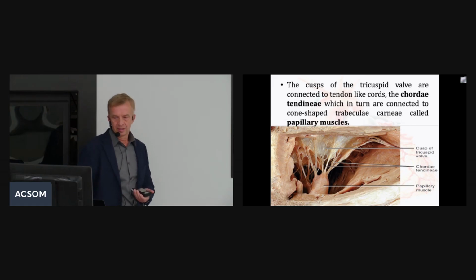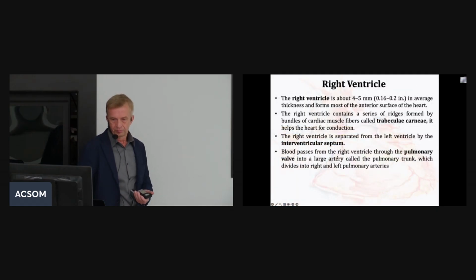There are chordae tendineae that are attached to the cusps and basically connect the cusp to the papillary muscles. So this is the papillary muscle of the tricuspid valve. These fibrous, filamentous structures called chordae tendineae connect to the cusps of the valve. And the main function is basically opening and closing the cusps. So that was the tricuspid valve.